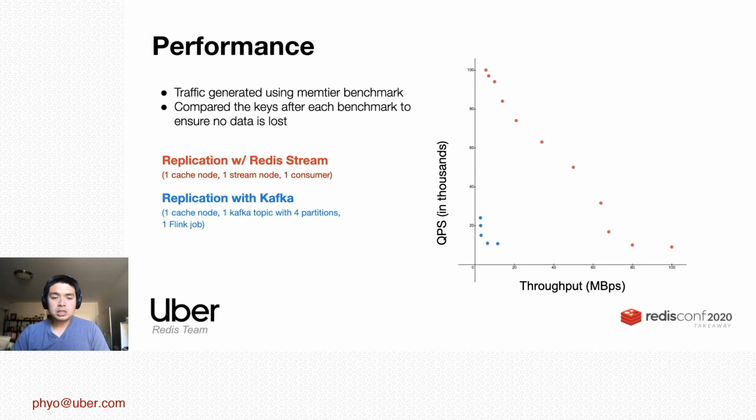We saw a steep drop in QPS with increased message size for Kafka. However, Redis Streams can push through much higher QPS, and the drop in throughput is more linear than Kafka. So we're currently working on making the Redis Stream solution production ready.